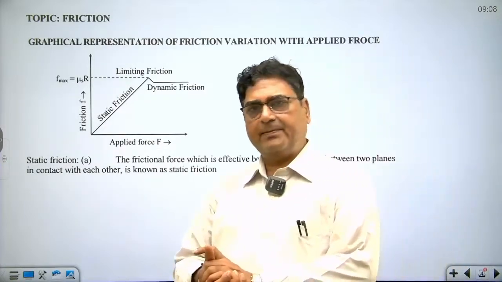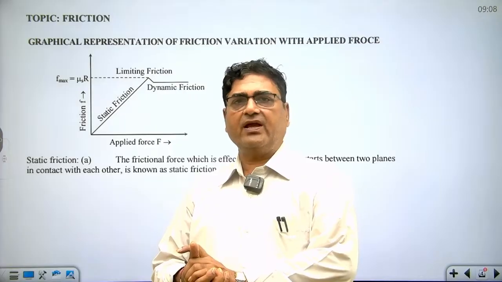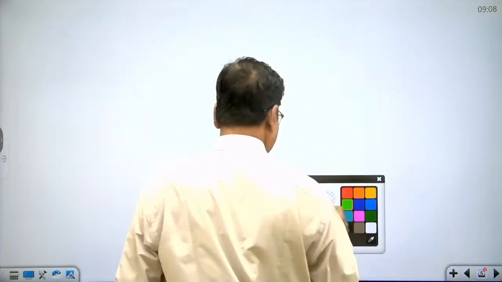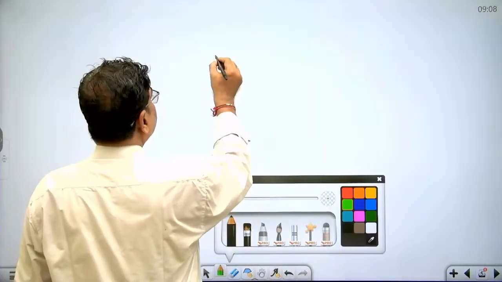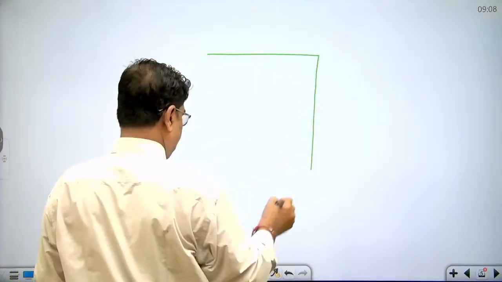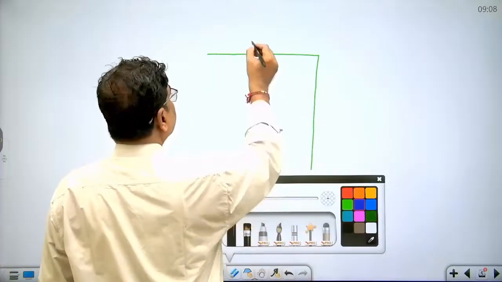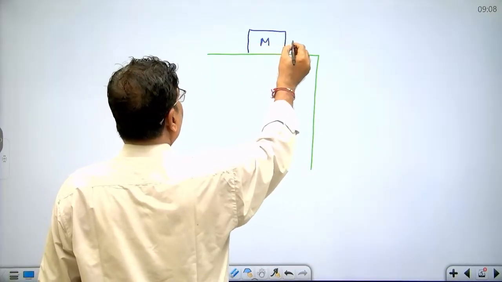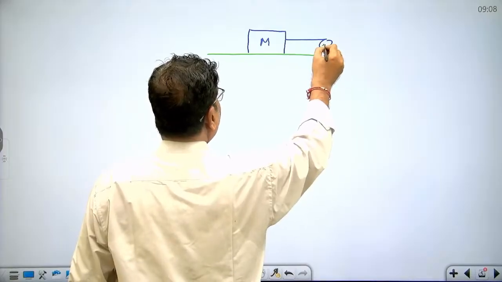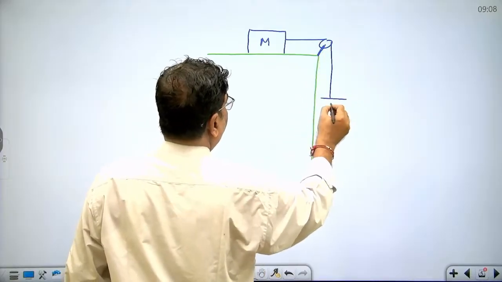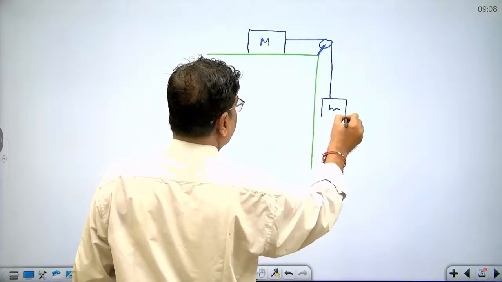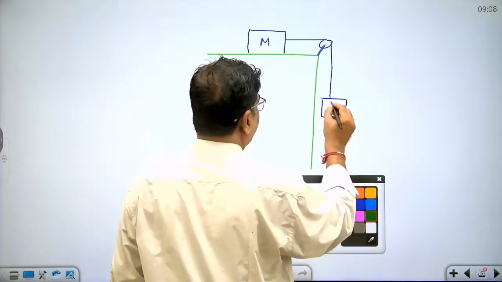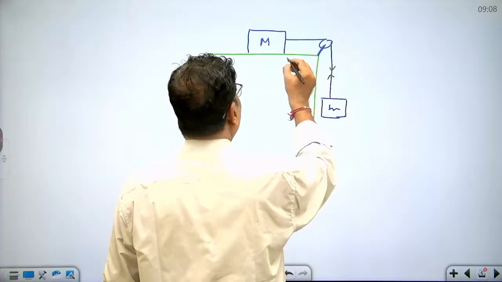Now let's see an experiment. On the basis of that experiment, we are plotting a curve. Okay, let's see the experiment. Suppose this is a block of mass capital M. This is a pulley and a mass m is attached to the string. Now what happens when the mass is 0? When this m is 0, tension in the string is also 0.